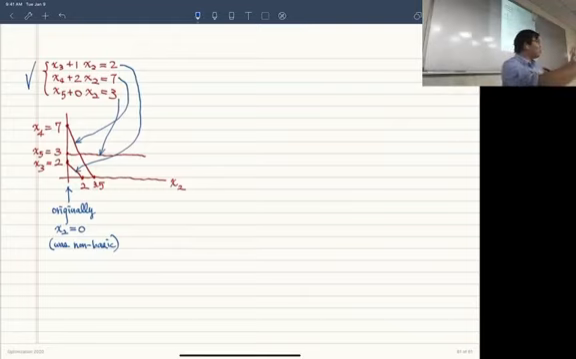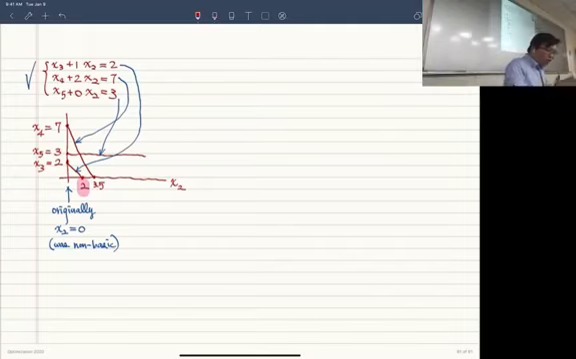Okay, and there's one rule. We cannot have negative values of x. So when x2 increases, one of them may become 0. So at this point, we realize x3 is the first one that becomes 0, and you cannot increase x2 anymore. Otherwise, x3 becomes negative.